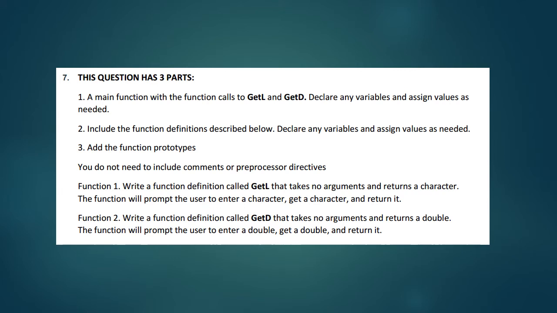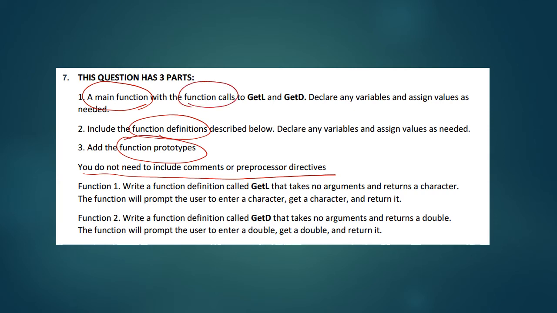Now this is one that has almost a complete program, except right here if you read, it says you do not need to include the comments or preprocessor directives. But we do need to have a main function, we need to have function definitions, and we need to have function prototypes. And in our main function, we're going to make function calls, and we have 2 functions, getL and getD. So we're going to need to create an entire program. We don't need to add the preprocessor directives or comments, but we do need to put the function prototypes, the function definitions, and the function calls from within the main.